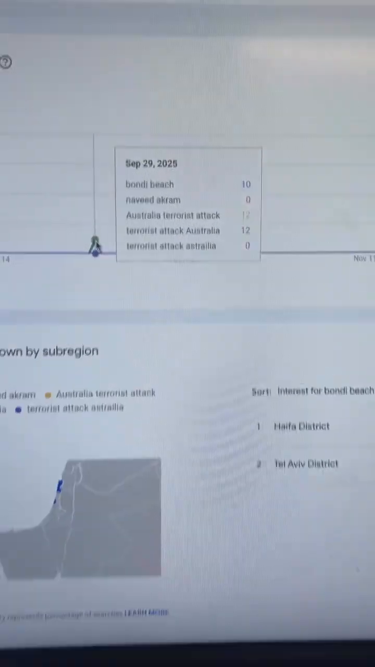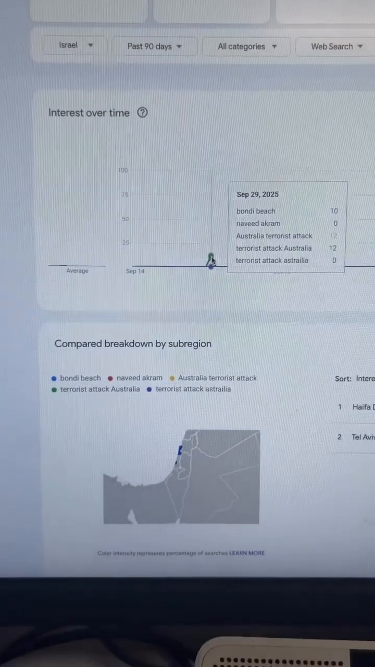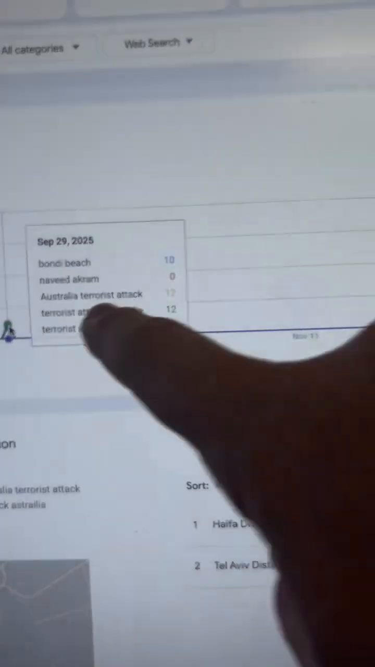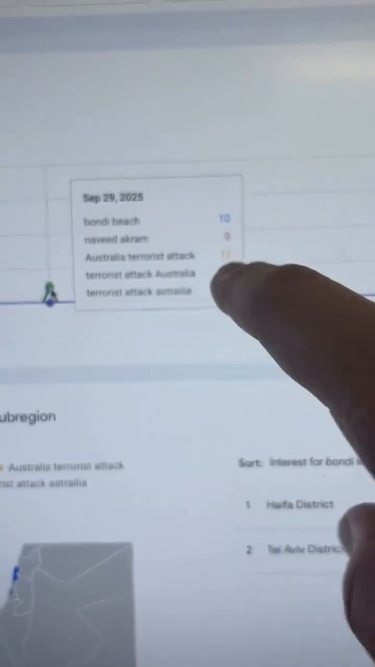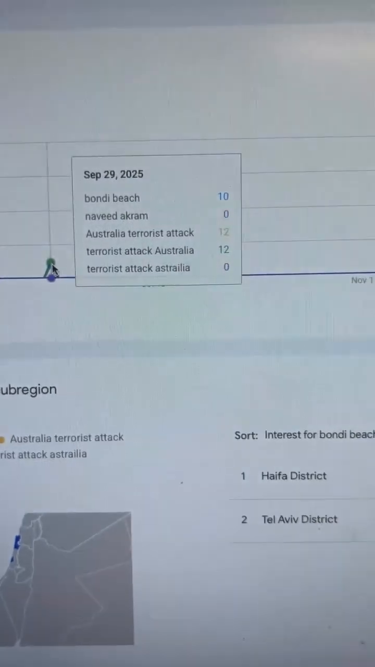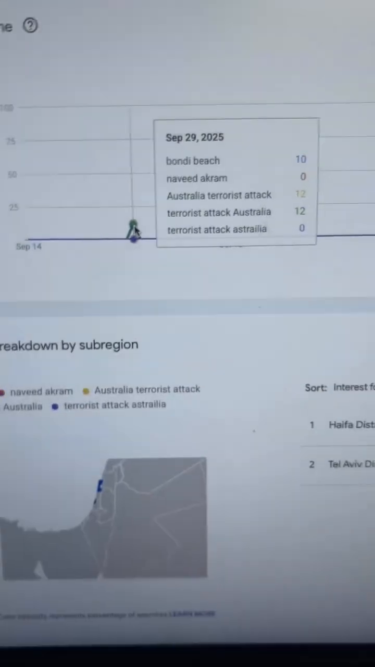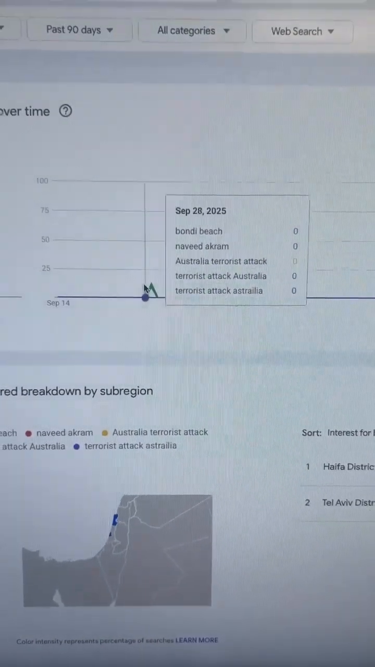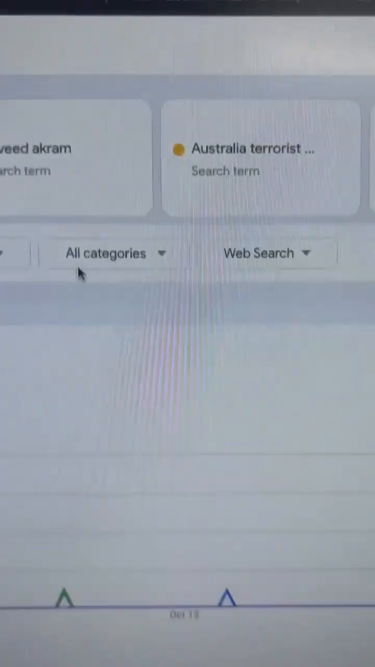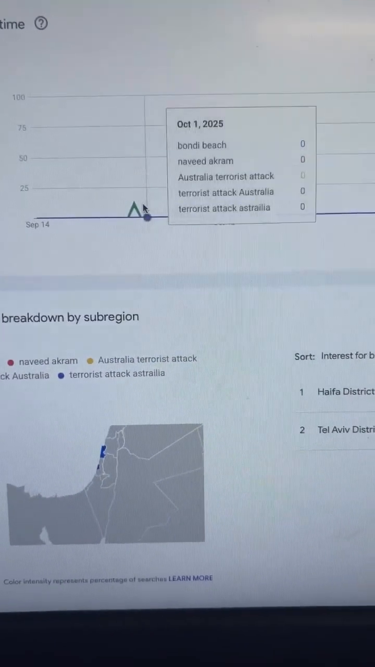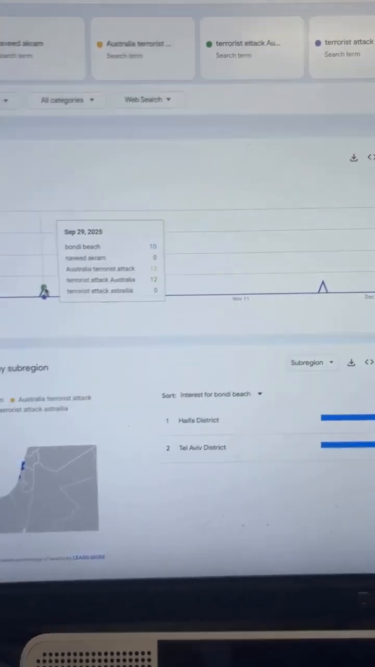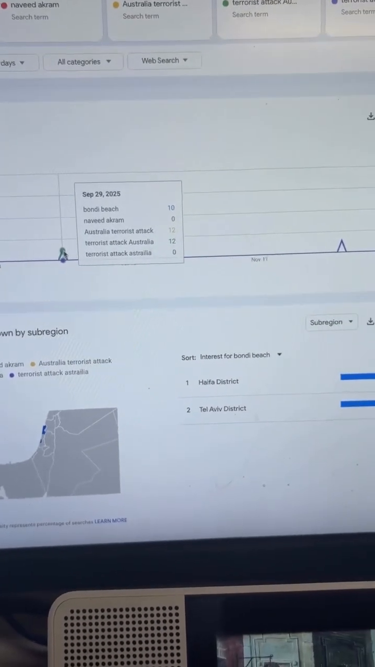And now here's where the really interesting thing happens, because this is on September 29th. We get the word Bondi Beach, Australia terrorist attack, searched 12 times, Bondi Beach 10 times, terrorist attack Australia 12 times as well. So what are the odds on September 29th in Israel, past 90 days, that those terms were all searched at the same time on the same day? The odds seem a little bit alarmingly unusual. It's almost like it was planned, right?